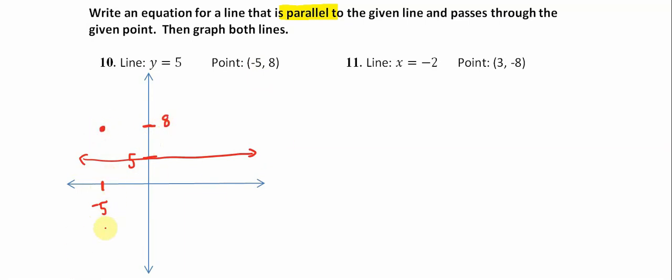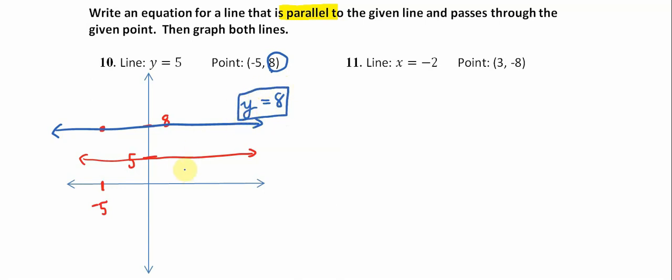Well, the x-coordinate here is really irrelevant. The fact that it passes through negative 5 is really irrelevant because the line we're looking for is horizontal. So it must pass through every single x-coordinate. What matters here is the y-coordinate, because we're looking for a horizontal line. So it has to look like this, and it has to pass through negative 5, 8. And the equation of this horizontal line is y equals 8.